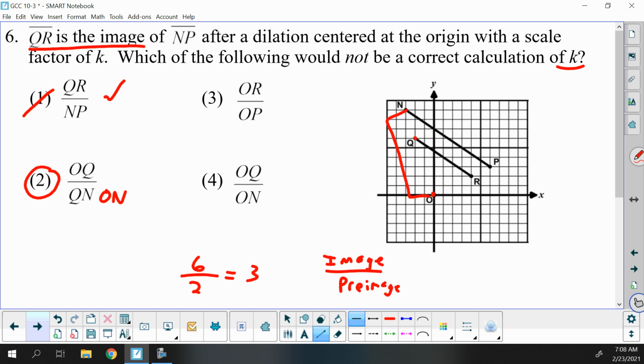Just to show you the other ones, notice 4 was what we wanted, O to Q and O to N. And then the other one has O to R, which is the image, and then O to P, which is the pre-image. So those ones were good. So the one that doesn't match up is 2, because we need to have them both go from that center of dilation at the origin.